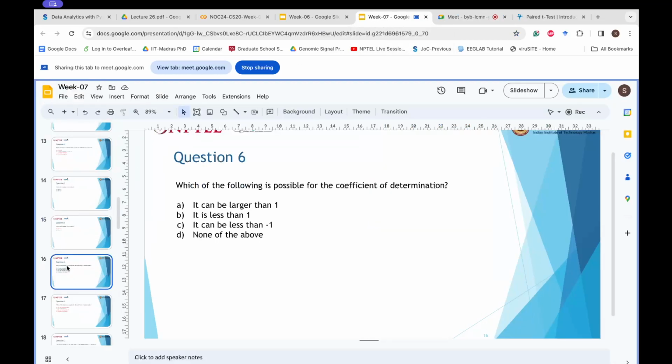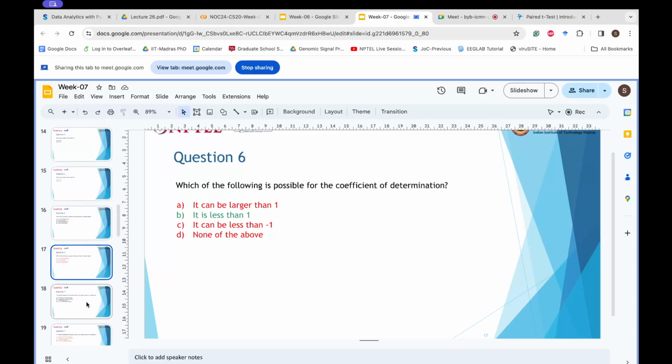Okay, so the answer is, we already saw, R square will lie between 0 and 1, B is the answer. It is less than 1, it will always be between 0 and 1. The coefficient of determination is R square, it will be between 0 and 1. The coefficient of correlation will be between -1 and 1.